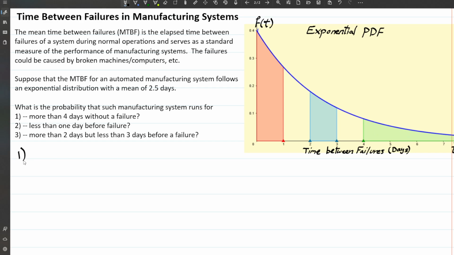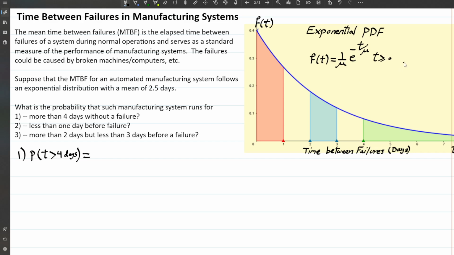So the first question is, what is the probability that time between failures is going to be greater than 4 days? Since we are given the information that the mean time between failures in this system follows an exponential distribution, we are going to use f of t equal to 1 over mu, where mu is the mean time between two consecutive events of failure, times e to the minus time between failures divided by mu. And of course, this PDF is only valid for t greater than or equal to 0.